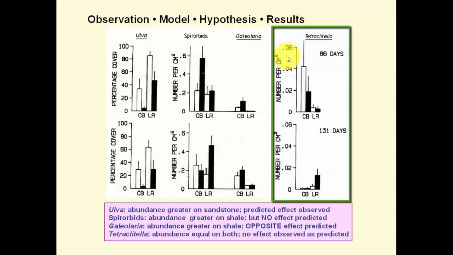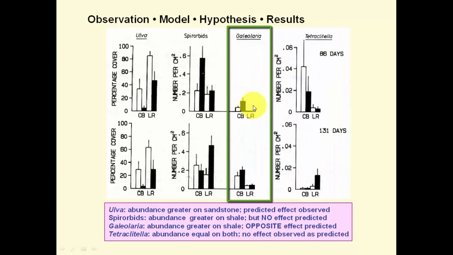Okay, skipping to Tetraclitella, look at the numbers there, 0.06 per centimetre squared. Basically nothing arrived. The error bars here are large, so there was no statistically significant effect. So, abundance equal on both, no effect observed, as predicted. Now, if you're reading the conclusions down the bottom, you will be seeing a little bit, I think, where I'm going with it. So, what happened to Galeolaria?